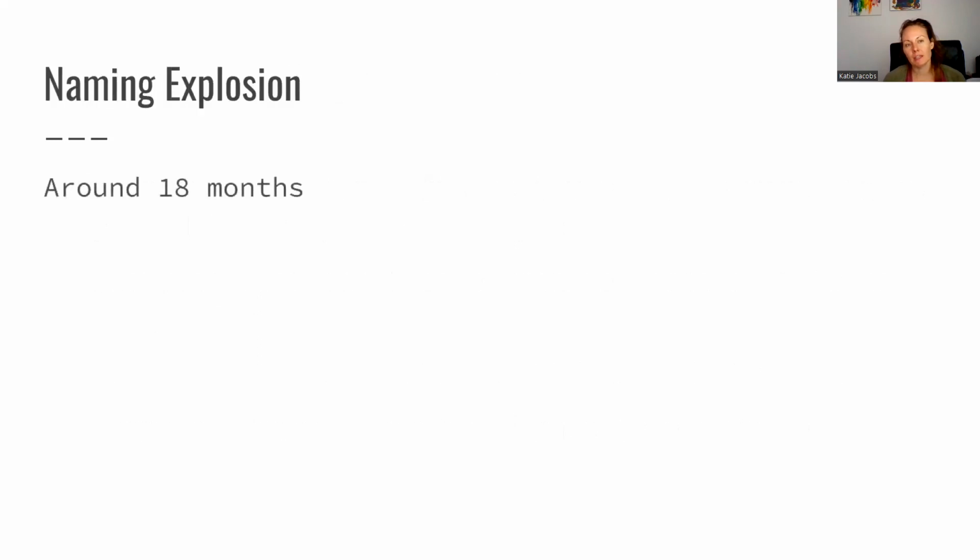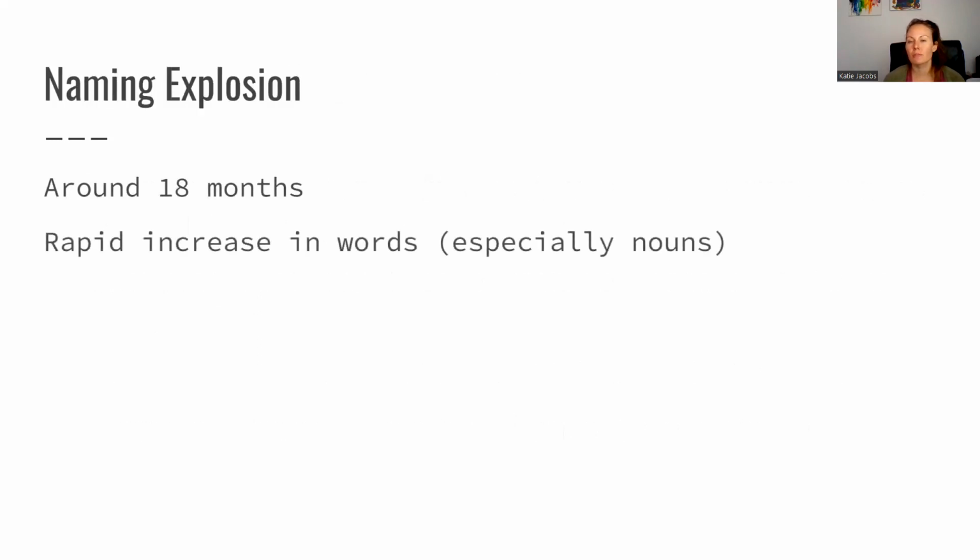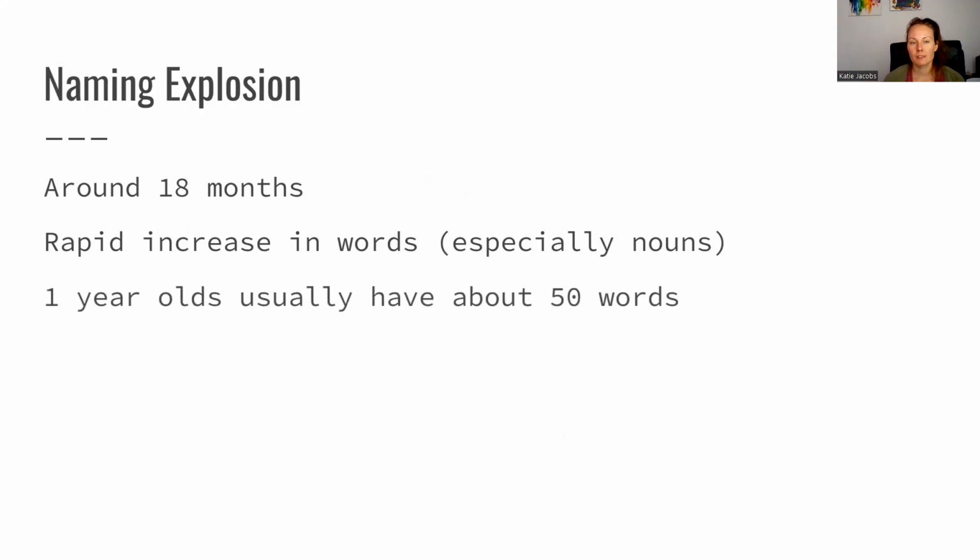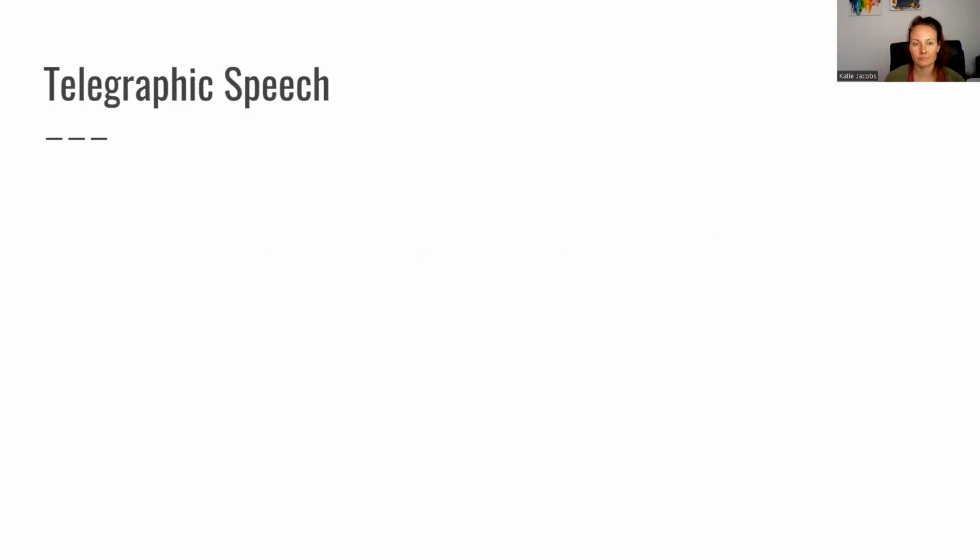And then we also have a naming explosion. Around 18 months, we see a rapid increase, especially in nouns in America, in the number of words that people know. One-year-olds usually have about 50 words that they know, whereas 2-year-olds usually have about 200 words. So it just rapidly increases.